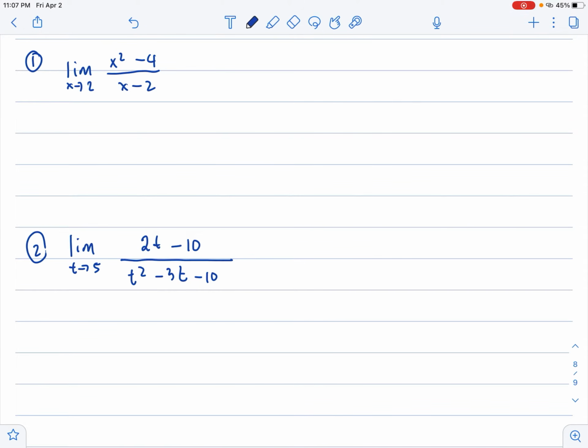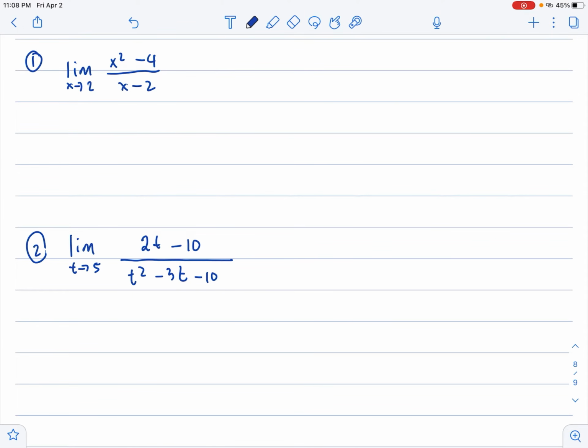So sa video na to at sa mga susunod na videos ay mag-aaral tayo kung paano mag-calculate ng limits. So more on strategies na from this video and the next few videos. Let's try number 1. The limit as x approaches 2 of x squared minus 4 divided by x minus 2.